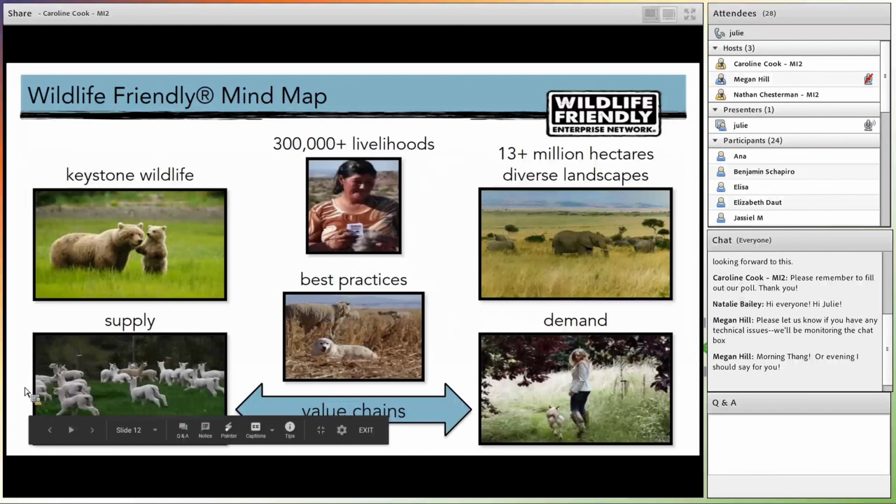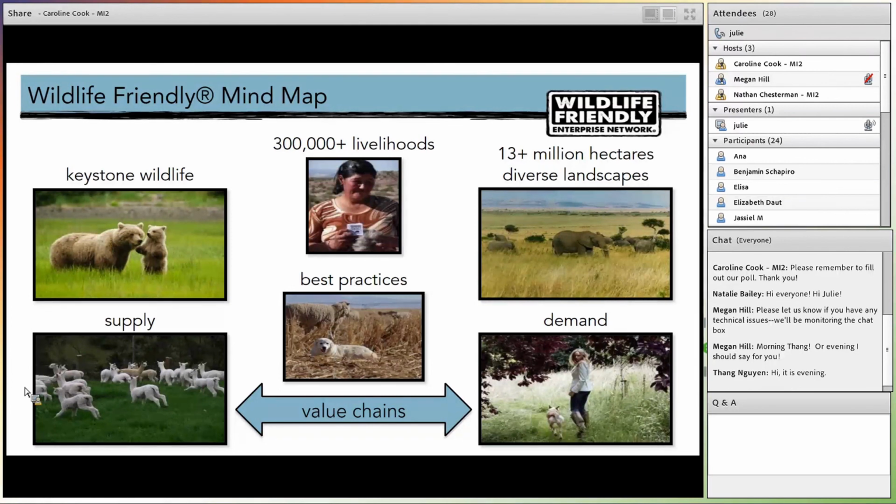A little bit about our model for catalyzing change. We sit squarely at the intersection of business and biodiversity, and our work is to connect supply and demand in order to spread best practices for people and wildlife and the landscapes that they both depend on for survival. Key threats to wildlife have to be addressed through the conservation enterprise, and in this way, agriculture and consumerism ideally become linked and can move from a threat to an opportunity.